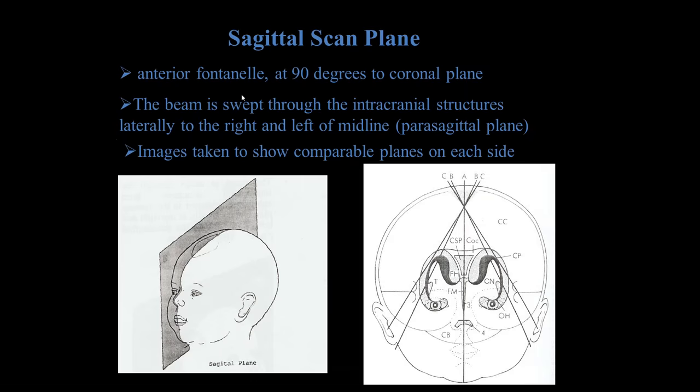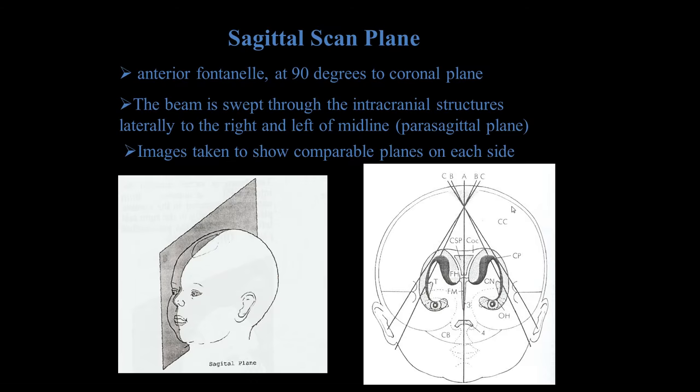periventricular leukomalacia. The sagittal plane is done also through the anterior fontanelle, and it's at 90 degrees to the coronal plane. The beam is swept through the intracranial structures laterally to the right and to the left of the midline. That is the parasagittal plane, and this is the true sagittal plane. Images are taken to show comparable planes on each side.